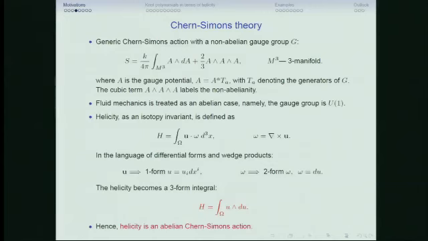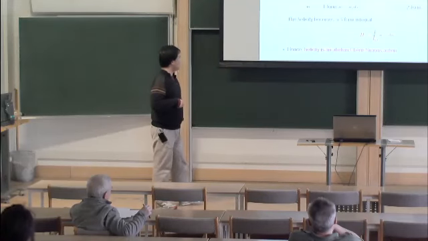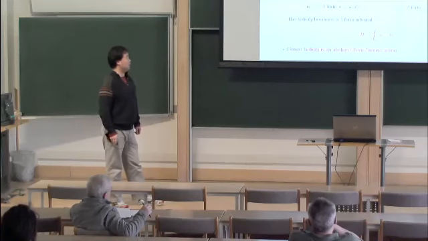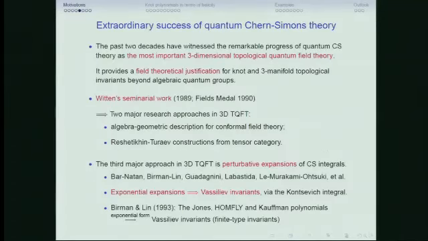Then helicity. This is its definition. In the language of differential forms and wedge products, helicity can be expressed as a three-form integral. Velocity is a one-form, vorticity a two-form. So helicity is an abelian Chern-Simons action. Therefore, it's necessary to have a look at Chern-Simons theory.